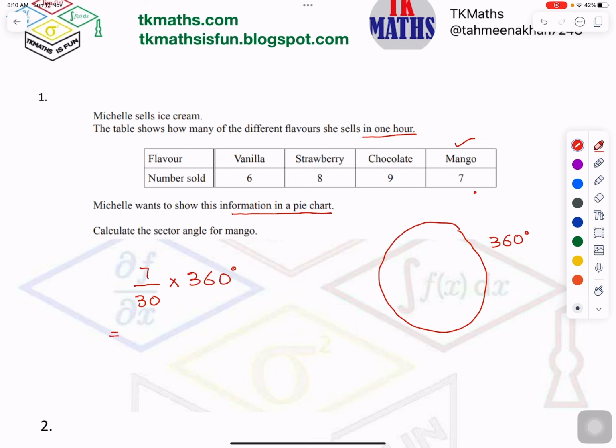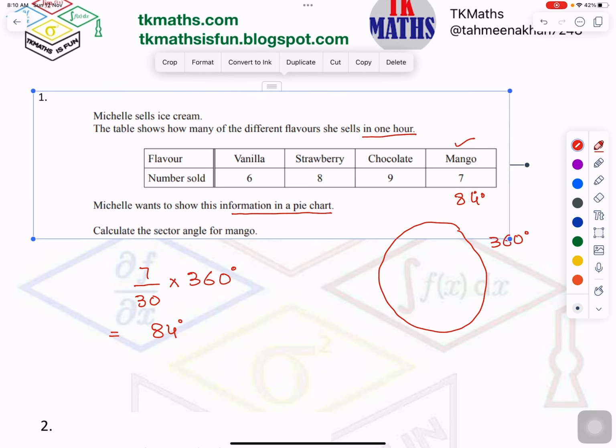You can do this without a calculator or with a calculator, depending on which paper the question is asked in. So your degree is 84 degrees. So mango will be represented by an 84 degree angle. Just an extra piece of information here.